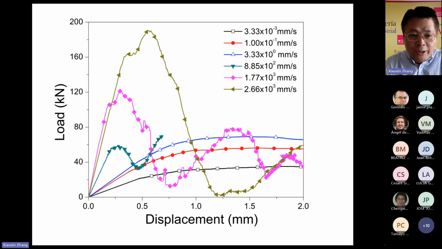This slide shows the reaction force versus loading point displacement for 6 loading rates, from quasi-static loading rates to impact loading rates, or from low loading rates to high loading rates. So it's very clear that the rate sensitivity of the peak loads is very clear. For example, under quasi-static loading conditions it is maybe around 30, 35 kilonewton, while for the impact loading rates it almost reached 200 kilonewton.